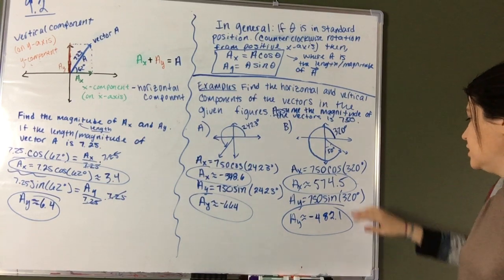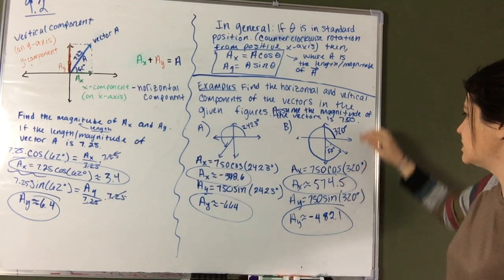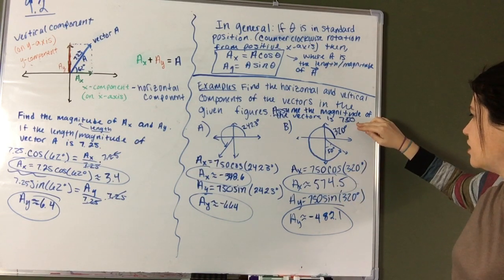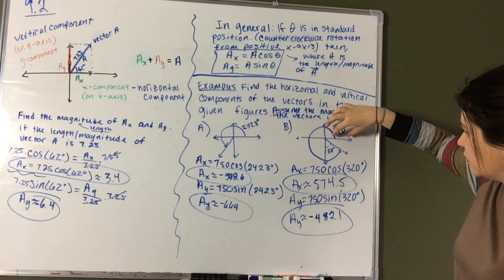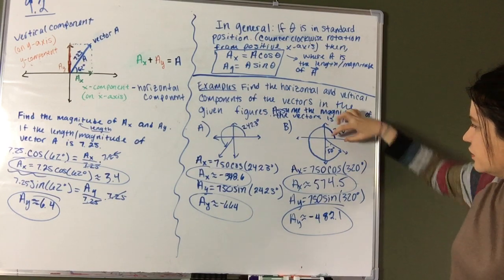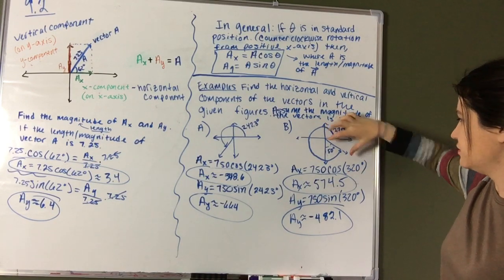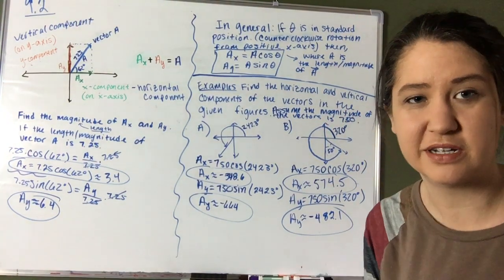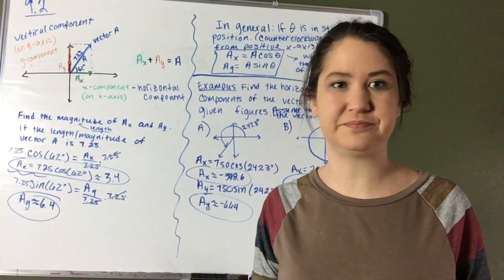Also, the numbers that you get, ignoring the signs, should be smaller than the length of the vector itself. Because if you turned it into a triangle, the x and y components would make up the legs of the triangle, and the vector itself would be the hypotenuse, so the hypotenuse always has to be the longest side, right? So that's another check, just to make sure that your answers make sense.